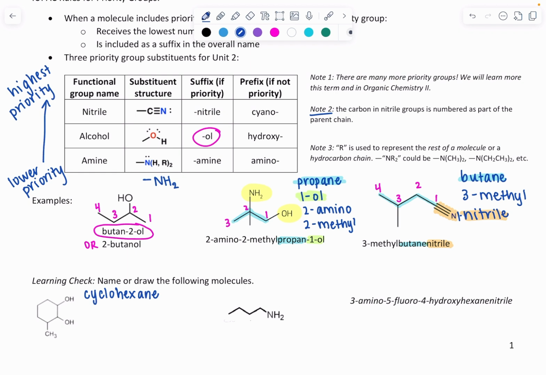I see a methyl group and I see 2 alcohols. So the only priority group here is the alcohol. But there are 2 of them. So just like other substituents, if there's 2 of the same thing, we use di. So this will be diol. And then we have methyl.